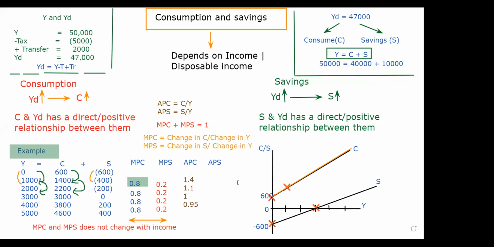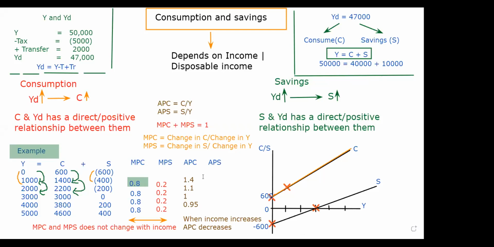But what can you see from this? As income is increasing, what is happening to APC? That is the learning that I want to show you, right? When income increases, tested in MCQs, guys. I'm telling you, when income increases, APC decreases. The more and more you're earning, your average propensity to consume tends to fall, right? Tested in MCQs. Then what happens to APS?